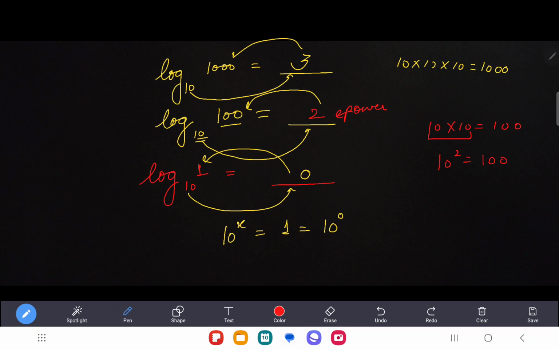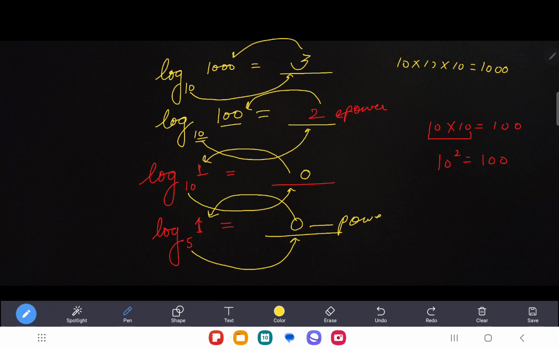Understood or not? On similar lines, if I say this, tell me log 1 to the base 5. Tell me the answer. That'll be 0 again, because 5 raised to power 0 shall give me 1. So this log as an answer is giving me the power: what power should I raise the base to, so as to get this answer.